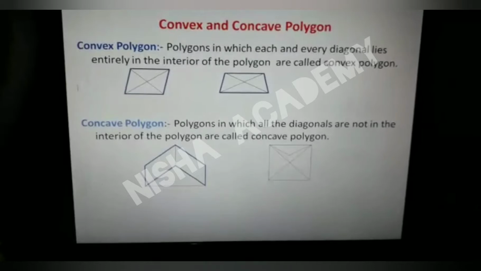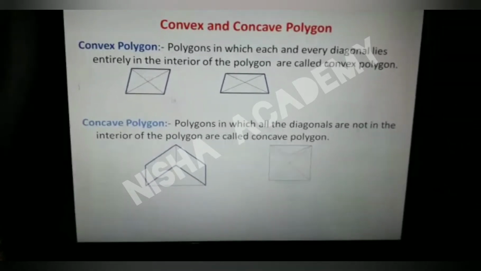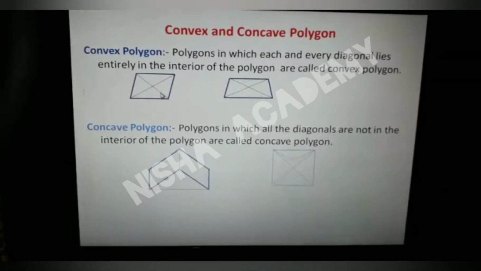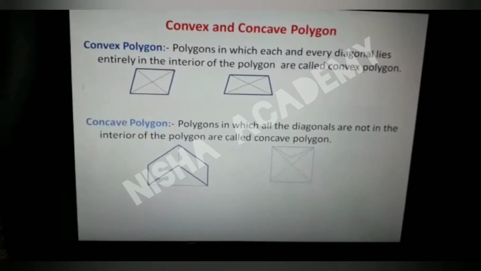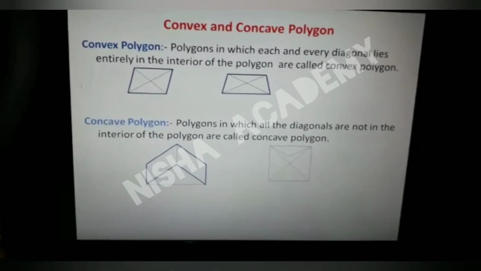What is the difference between convex and concave? In convex, all the diagonals are in the internal part of the polygon, while in concave, one or more are outside the polygon.